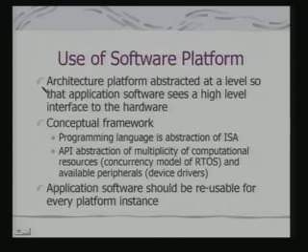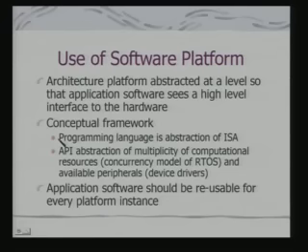Next comes use of software platform. The architecture platform is abstracted at a level so that application software sees a high level interface to the hardware. So, what would be the basic conceptual framework? In fact, in a sense, programming language is an abstraction of instruction set architecture.